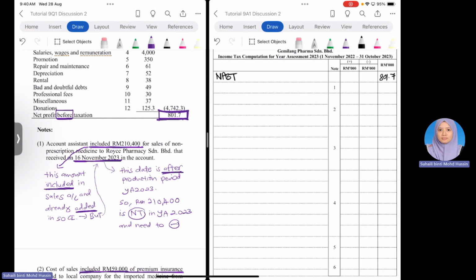So in note number 1, we have sales which are supposedly for the year of assessment 2024. You already included them in the total of sales. So now we want to minus out the amount because it's not subject to tax for the current period. We record the amount in the minus column to show that this amount is not related to the current period. It's not taxable in 2023, but supposedly taxable in 2024. We minus out the amount.